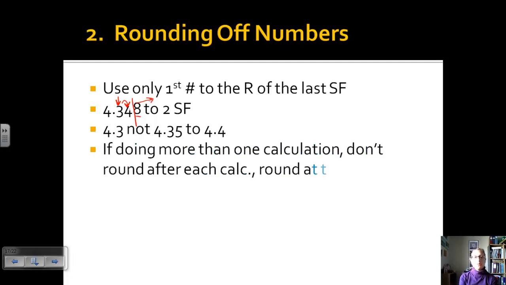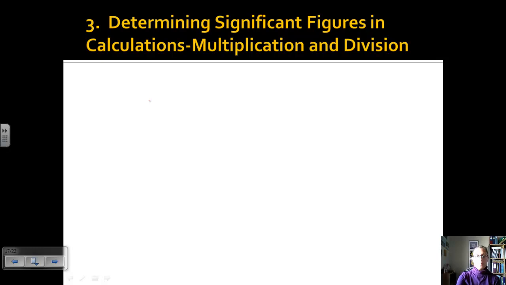If you're going to do more than one calculation, which will happen, don't round your significant figures after each calculation. Round at the very end. So do your entire problem, get your final answer, and then look back into the problem and base your significant figures off what's in the problem.